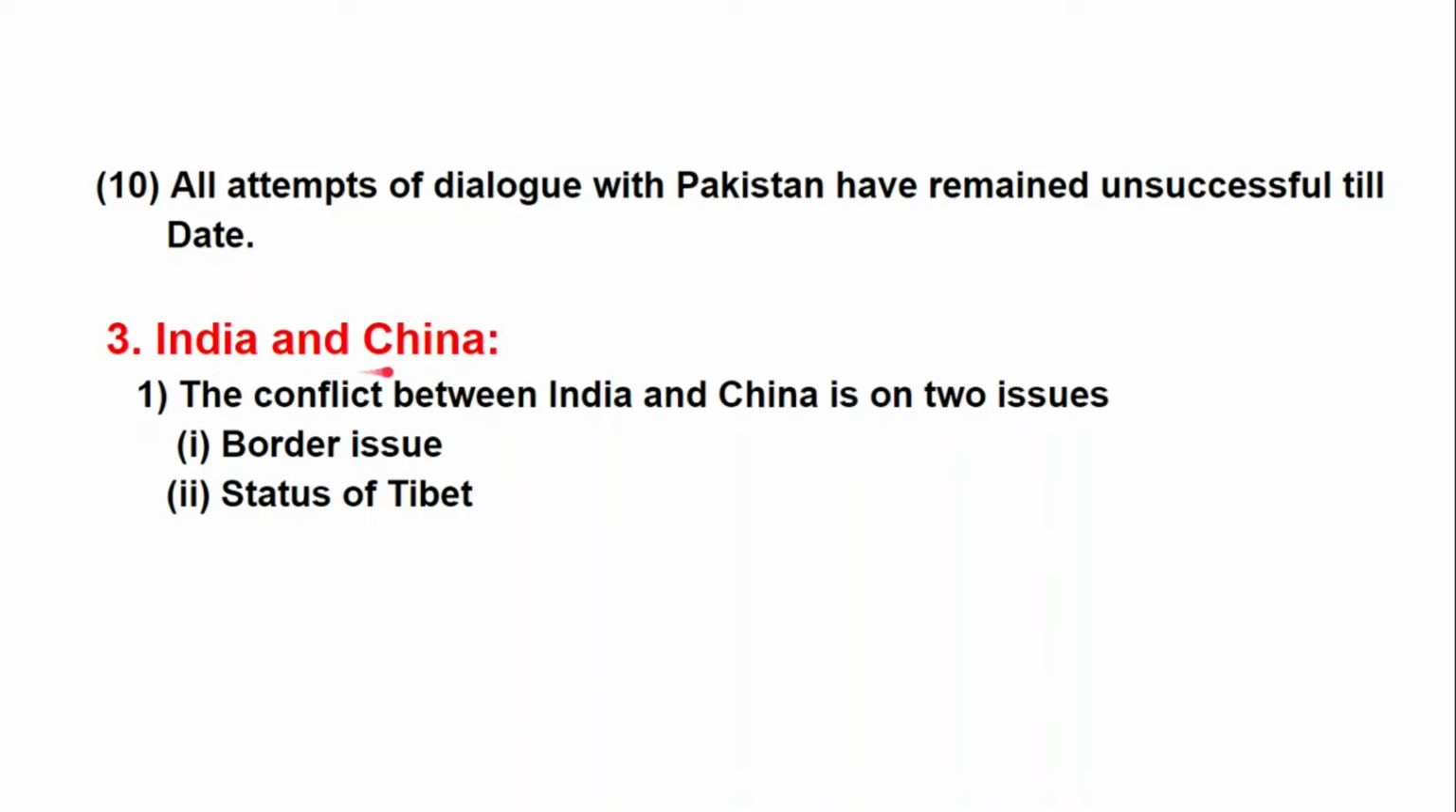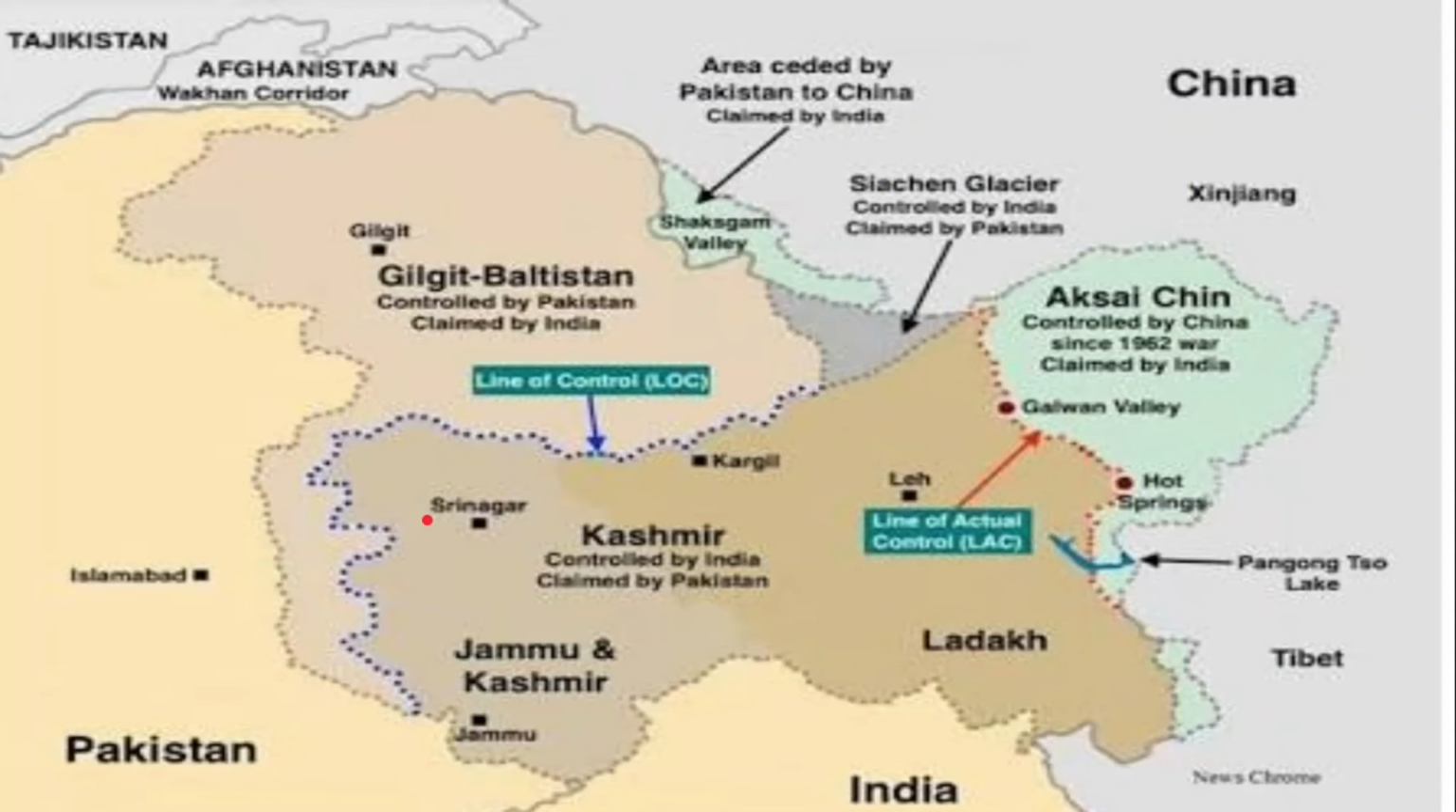Come to the next point, India and China. The conflict between India and China is on two issues, border issue and status of Tibet. The line of actual control, LAC, we can see here, is a national demarcation line that separates Indian controlled territory from Chinese controlled territory. Here is Indian territory and here is Chinese territory.